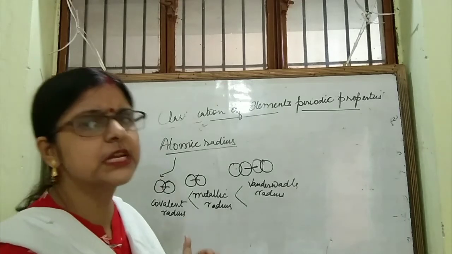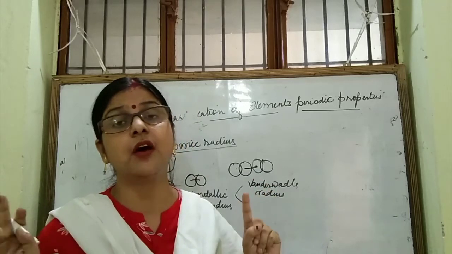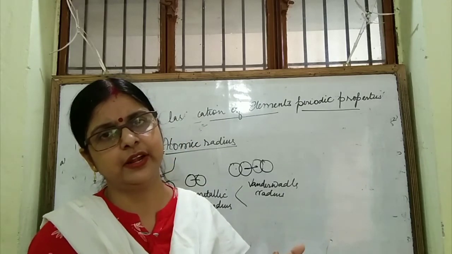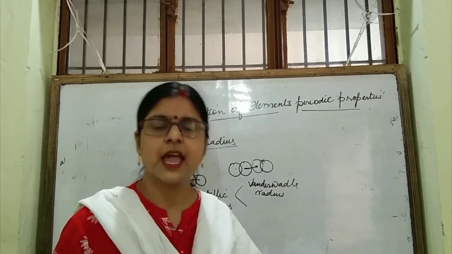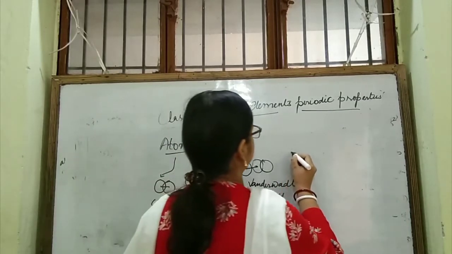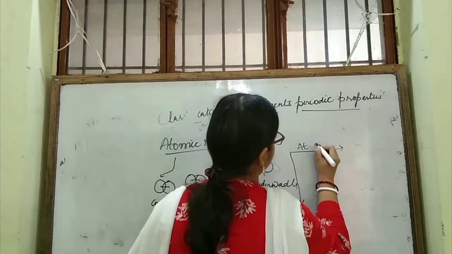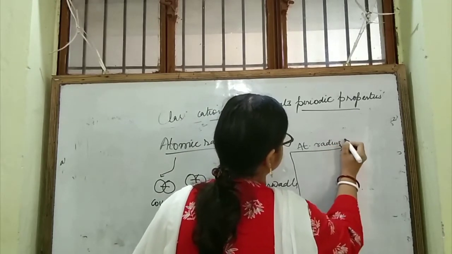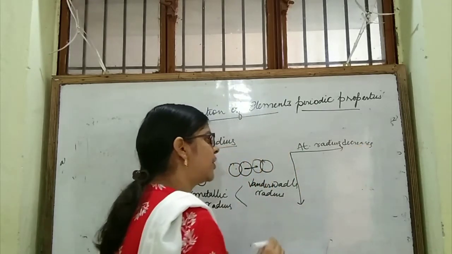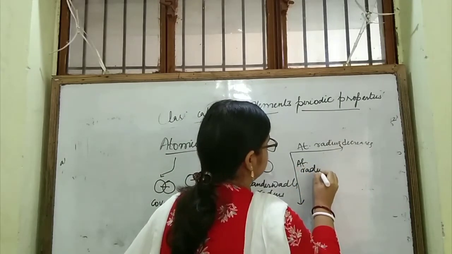So before studying the trend of atomic radius, we have to keep one thing in mind, that atomic radius is expressed in terms of metallic radius, covalent radius and van der Waals radius. Now, what is the general trend of atomic radius? Of course, when we move from left to right in a period, atomic radius decreases. And when we move from top to bottom in a group, atomic radius generally increases.